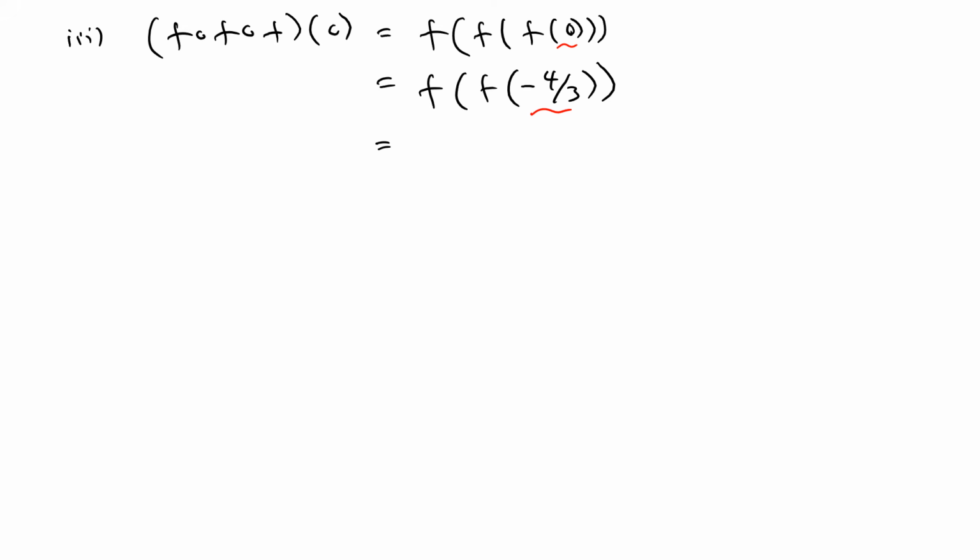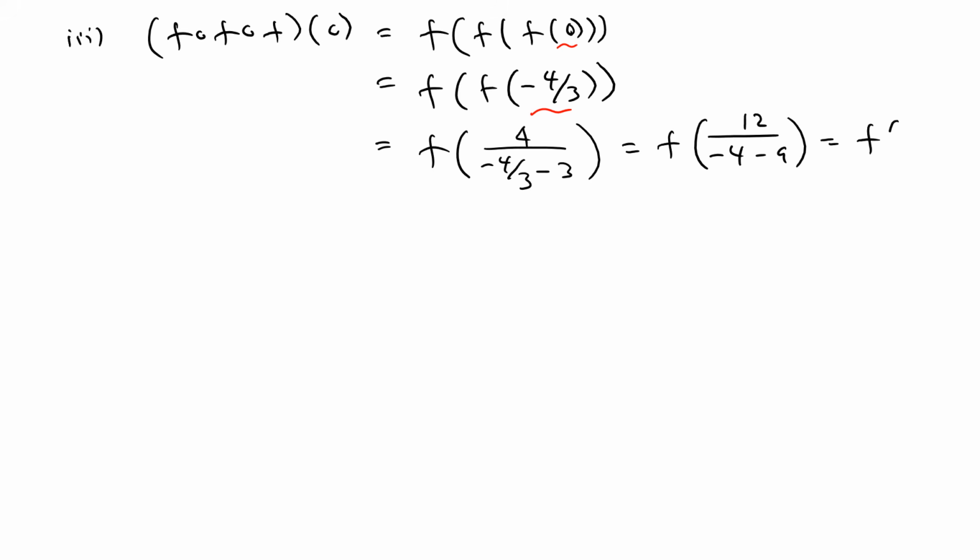So that means f of negative 4/3, you plug into the f function, which is 4 over negative 4/3 minus 3. This one is easy to simplify. You get 4. Again, we can multiply by 3 the top and bottom. When you multiply by 3 as before, you get 12, and then negative 4 and negative 9. So this one you can simplify to negative 12 over 13.